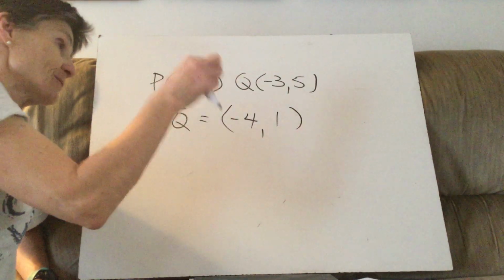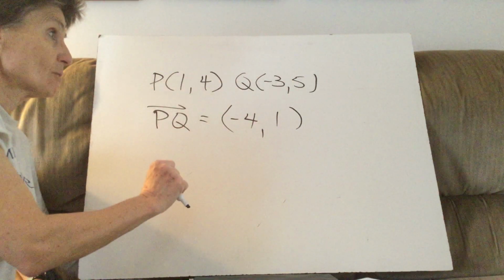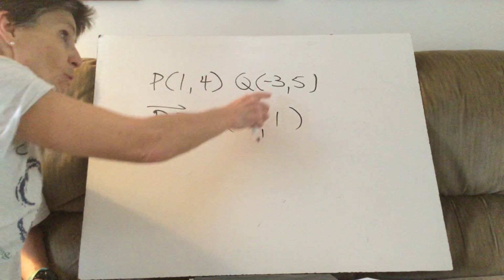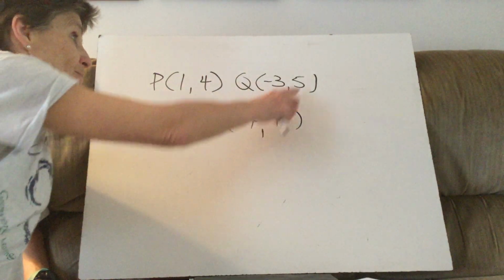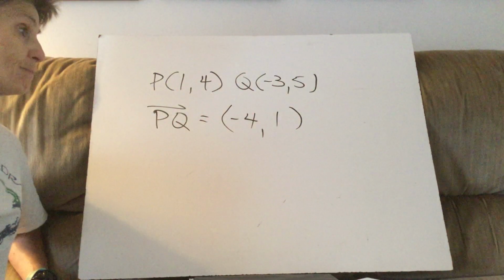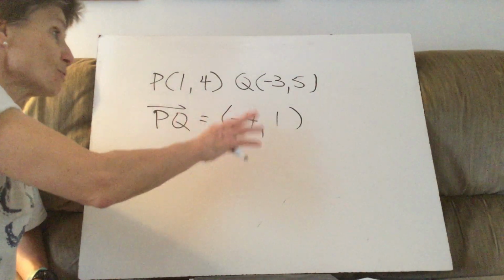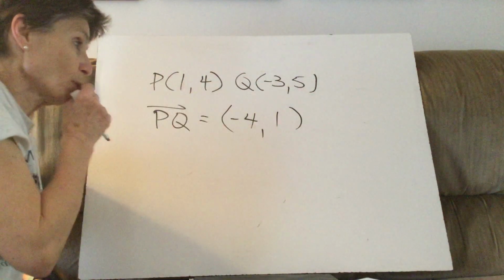And remember, this is critical. You have to be able to find those. If you want to subtract, that will work. So -3 minus 1, 5 minus 4. But basically, you're describing how you are moving from this point to this point.